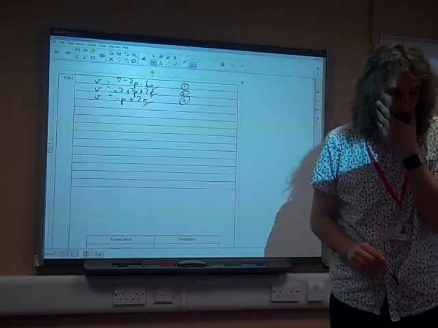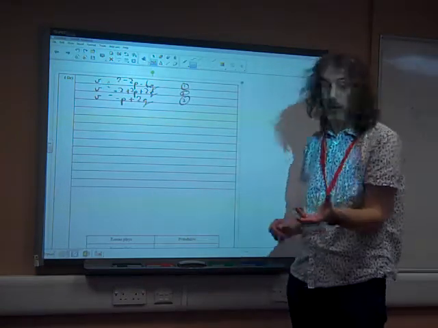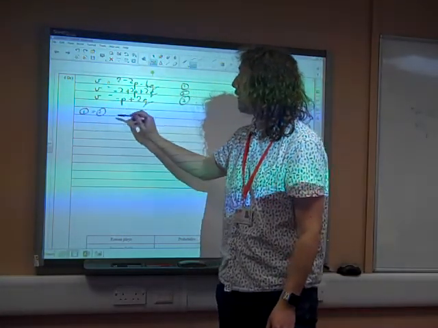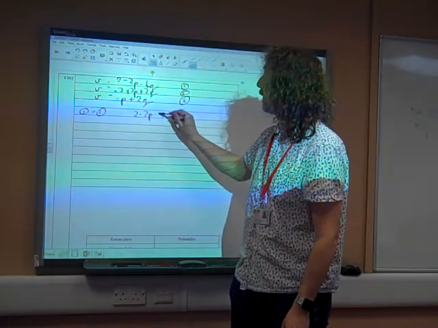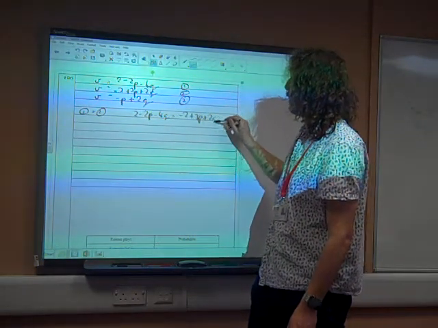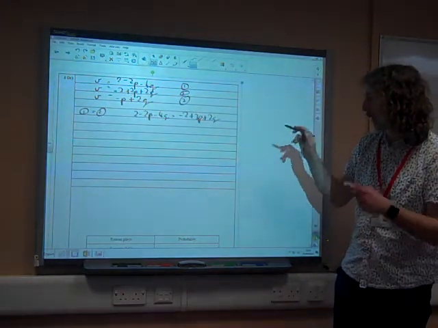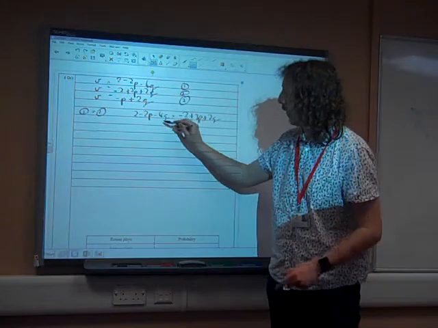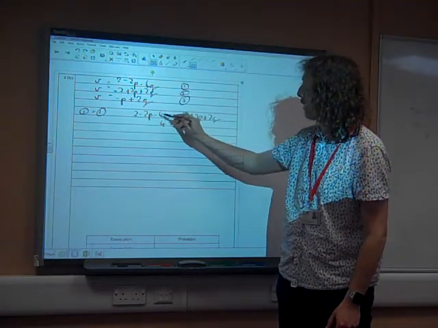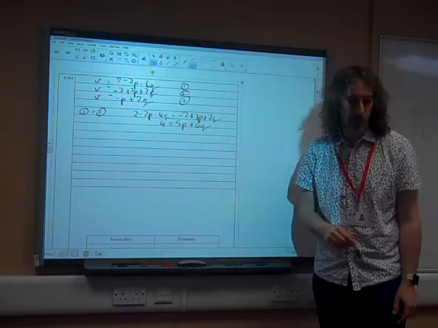What could we do? Well, we could eliminate V quite easily because they're all in terms of V. So if I equate equations 1 and 2, to get rid of V, that's 2 minus 2p minus 4q is minus 2 plus 3p plus 2q. If I sort this out, collect like terms together, what have I got? I've got 4 equals 5p plus 6q. So that gives me another equation.